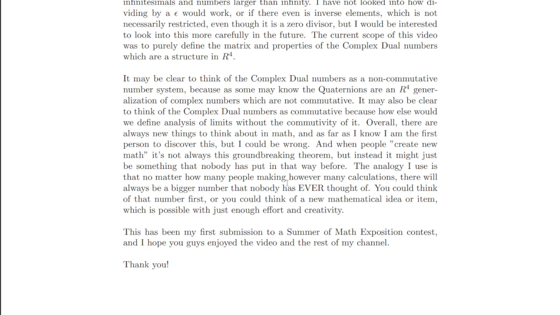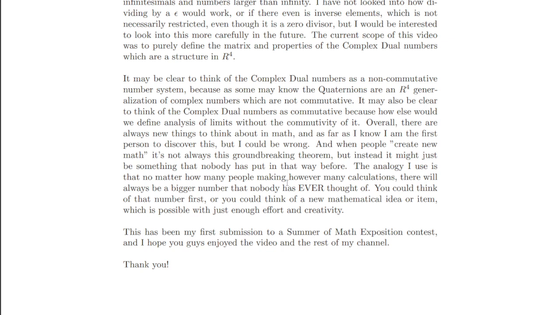As far as I know, I am the first person to discover this. I could be wrong, but it's not really about the discovery itself, because it's not always going to be groundbreaking. This probably isn't groundbreaking. It's just putting things together. But if nobody's ever done it before, that's pretty cool, right? The analogy I use is that no matter how many people are making however many calculations, there will always be a bigger number that nobody has ever thought of. That doesn't mean that it's super interesting.